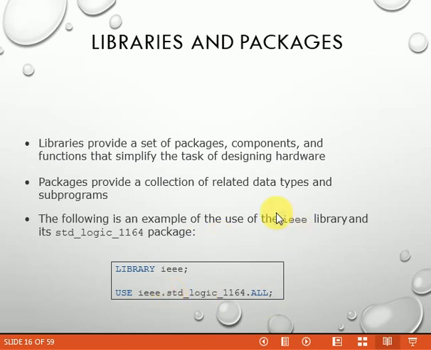As we are using the IEEE library, and from it the standard logic 1164 package, this can be written as library IEEE, then use IEEE dot std_logic_1164 dot all, that means all the components, followed by a semicolon. Now in VHDL programming, the semicolon indicates the end of a statement, so at the end of a statement you have to write a semicolon.